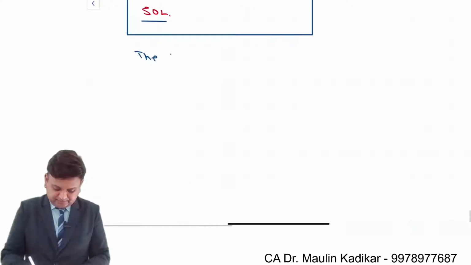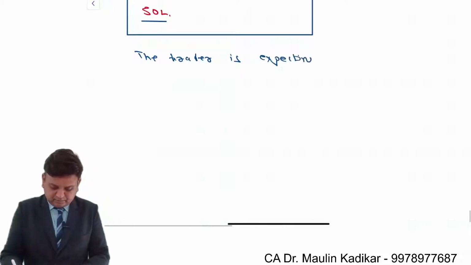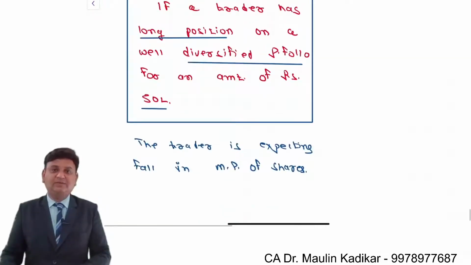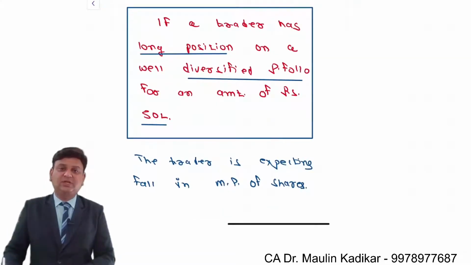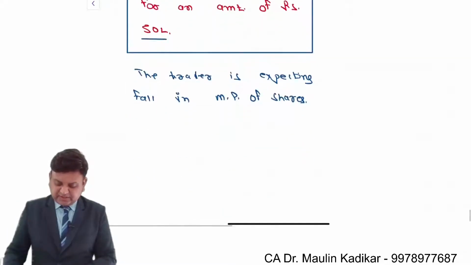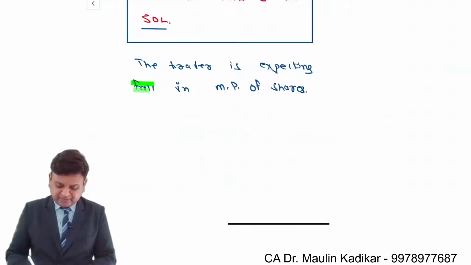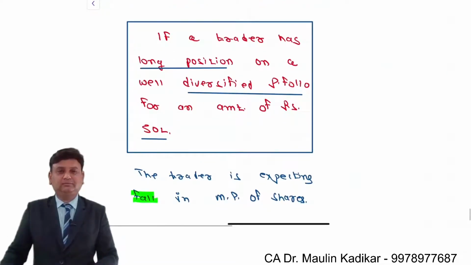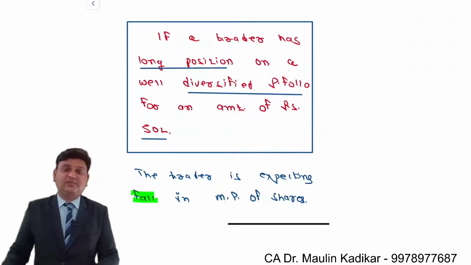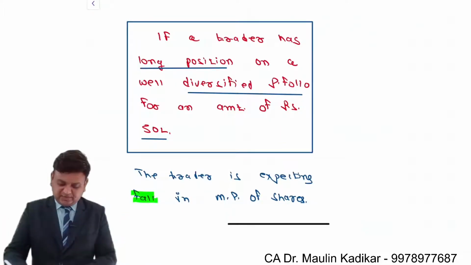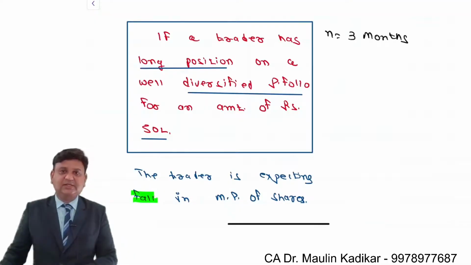The trader is expecting a fall in the market price of the shares. In short, he is bearish. He is expecting that the price of the securities will fall down. If he is expecting that the price of the security will fall down, then what should he do today to cover up this kind of loss that he is expecting to make in, let us say, the next 3 months? The next 3 months is the time period in which he is expecting this kind of decline in the market value of the shares.